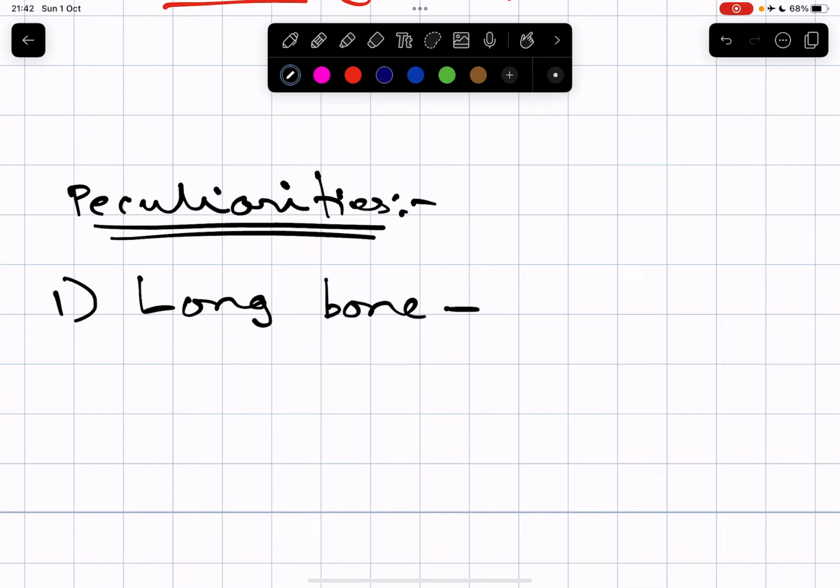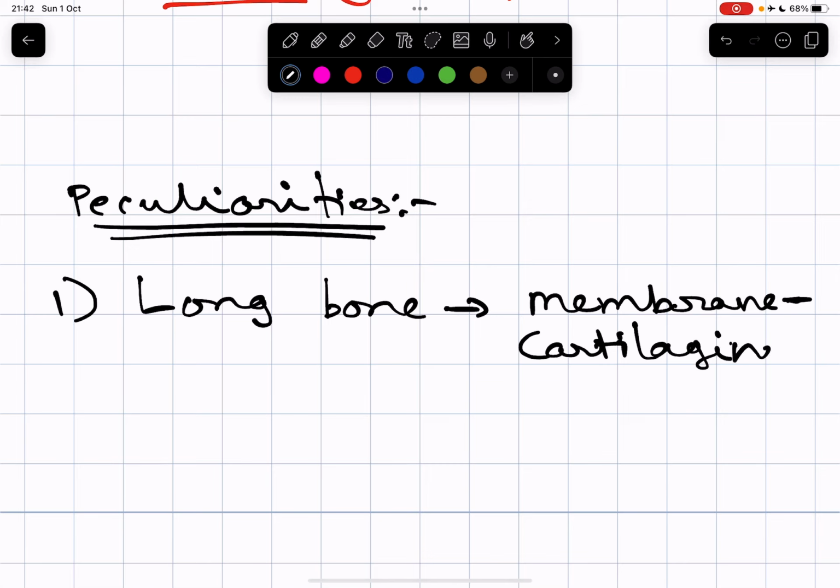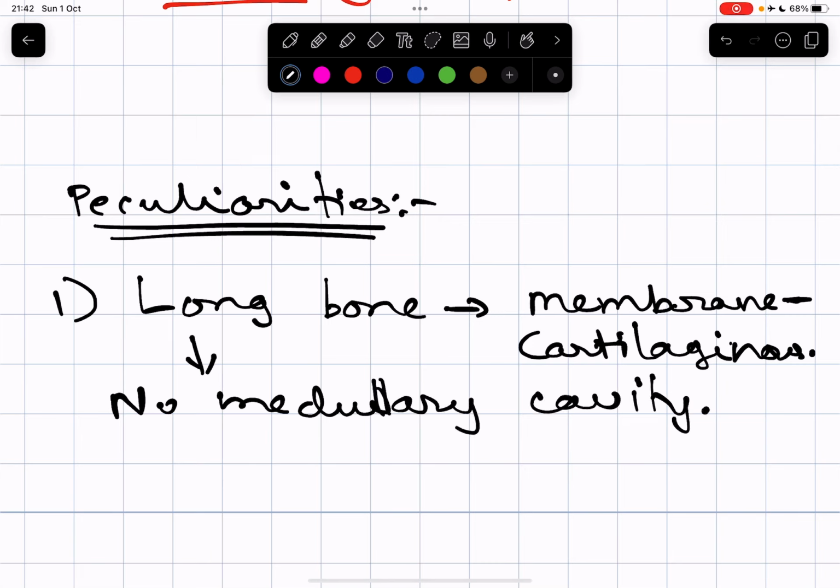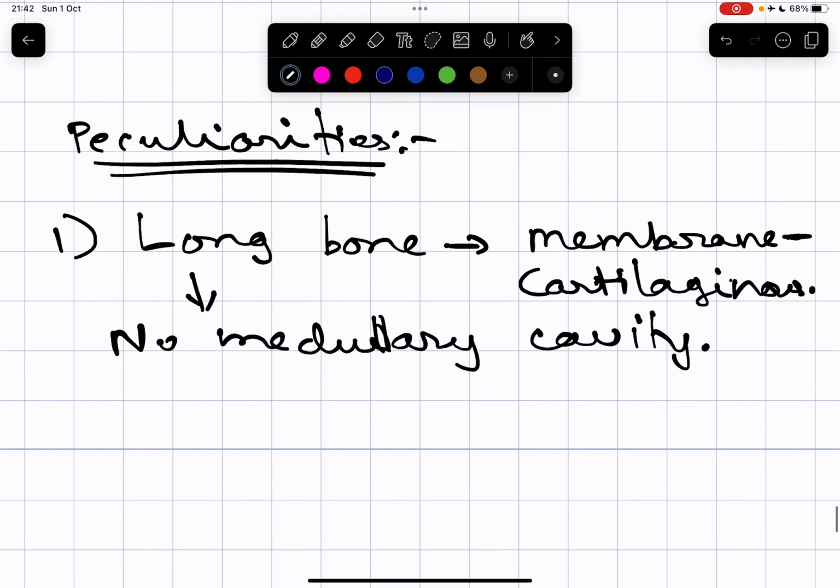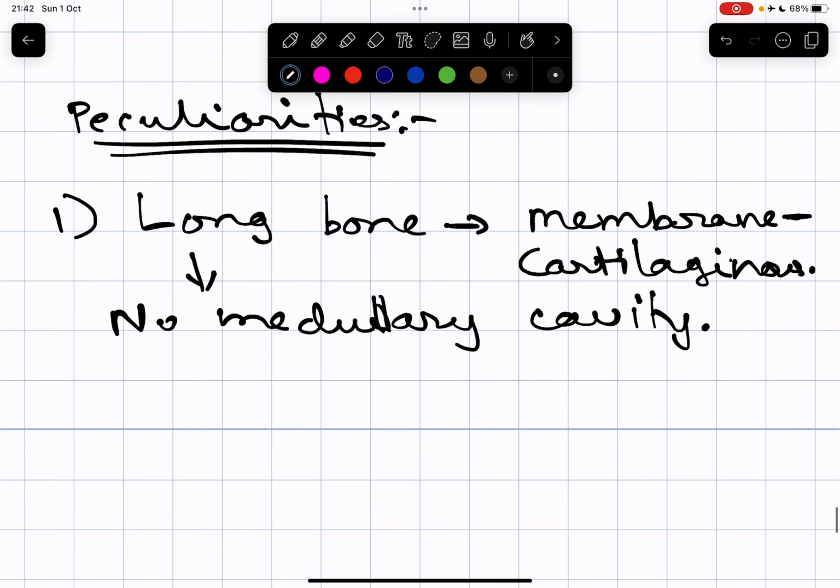Why is it referred to as a modified long bone? Because it is developed partly in membrane and partly in cartilage. So it is a membrano-cartilaginous bone. And being a long bone, it does not have a medullary cavity, right? No medullary cavity. We know that all the long bones have a medullary cavity in them, but the clavicle, being a long bone, does not have a medullary cavity.